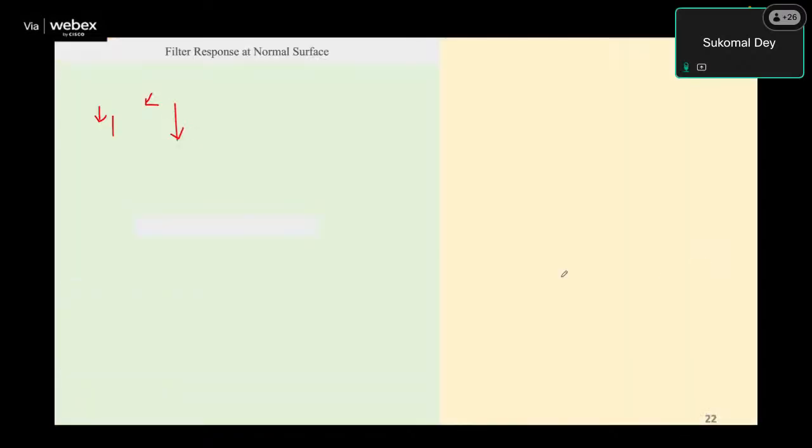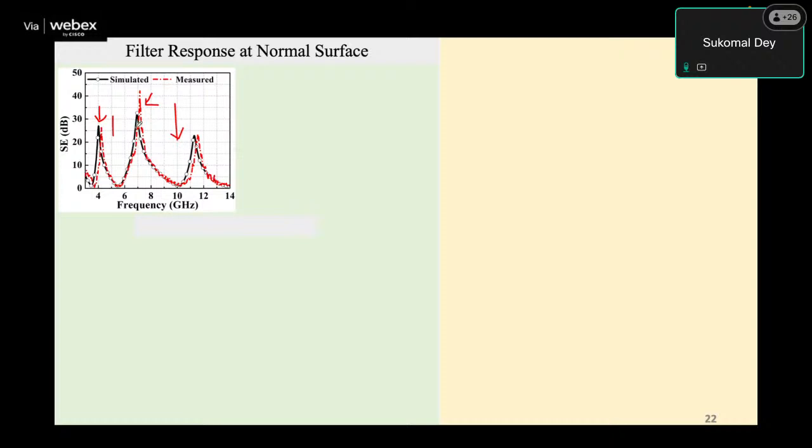Okay. Based on that, this shielding effectiveness has been calculated. Have I answered your question?